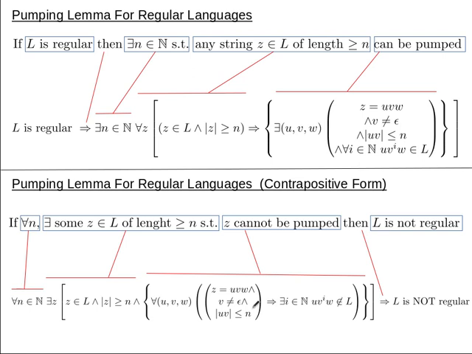So finally, if we write it down as a formal logical statement, this whole pumping lemma is saying that if L is regular, then there exists an n such that any string in L of length at least n can be pumped.